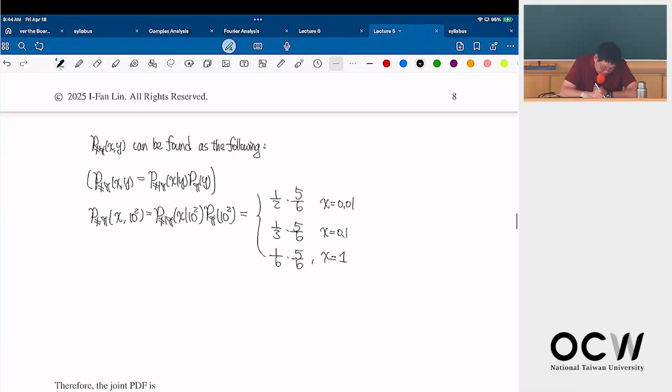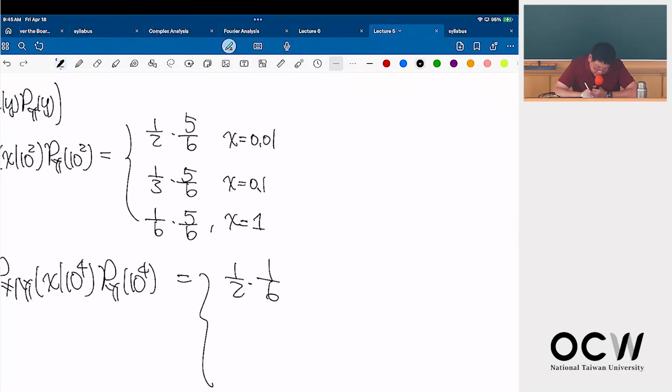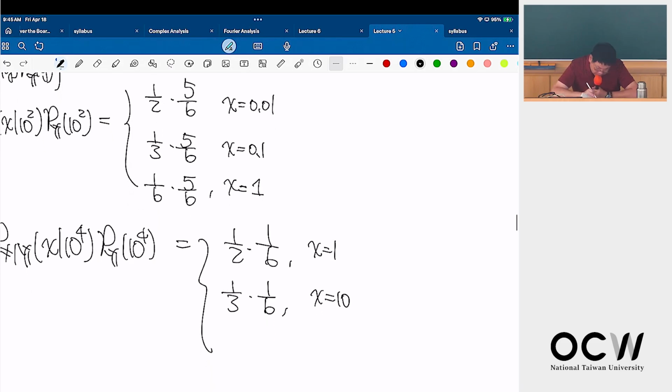And then when y equals 10,000, similarly, you get 1/2 times 1/6 when x equals 1, or 1/3 times 1/6 when x equals 10. When x equals 100, it'll be 1/6 times 1/6.